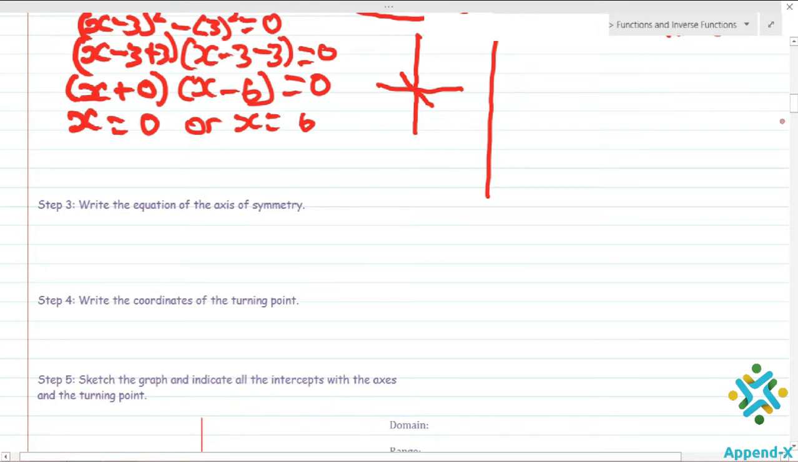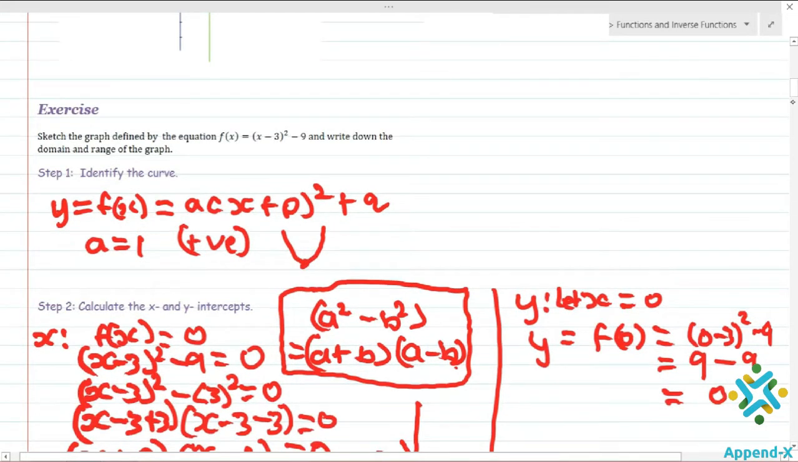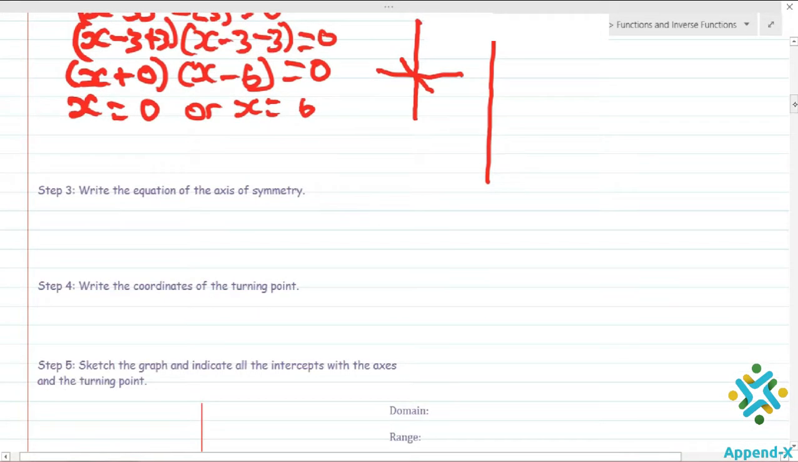Now the next step is to write the equation of the axis of symmetry. Now to obtain the equation of the axis of symmetry, we equate this part of the equation to 0, that is x minus 3 is equal to 0, and then solving for x, that is sending negative 3 to the right hand side of the equal sign, we get x is equal to a positive 3, and this is the equation of the axis of symmetry of the graph of f.